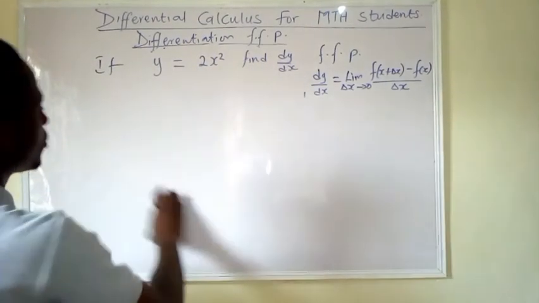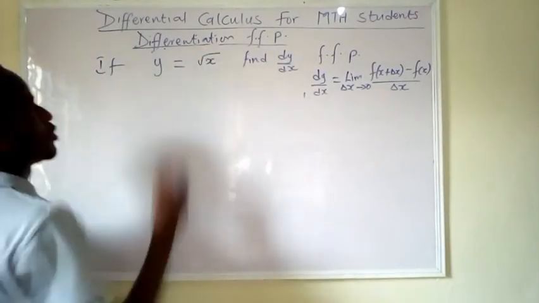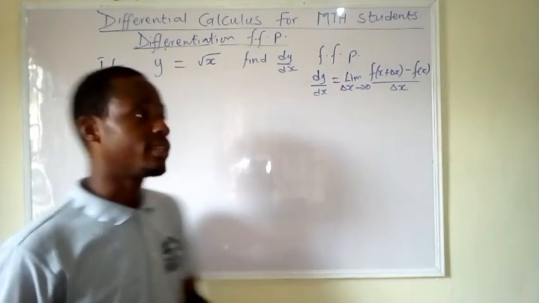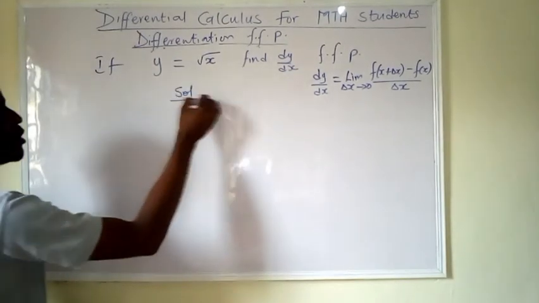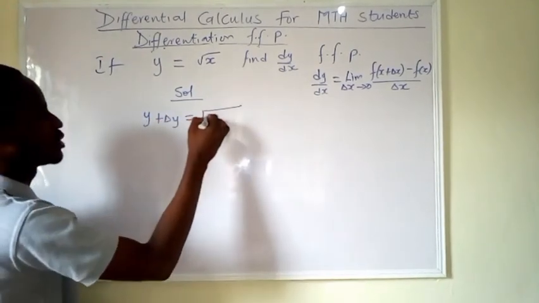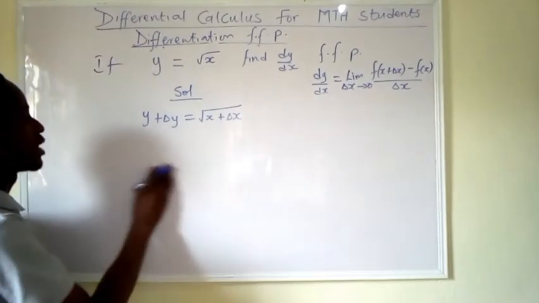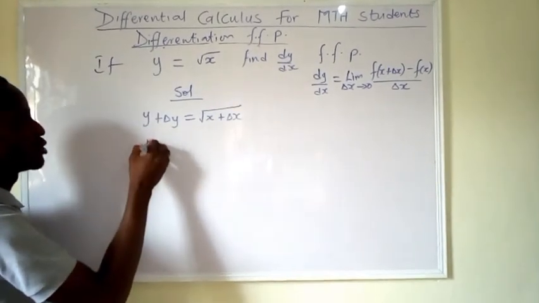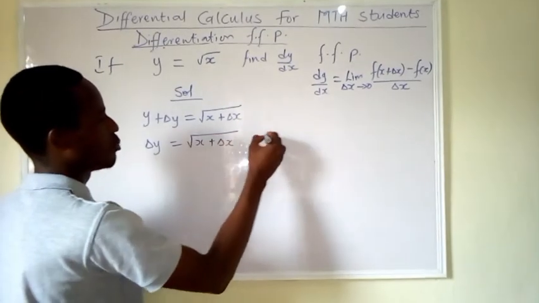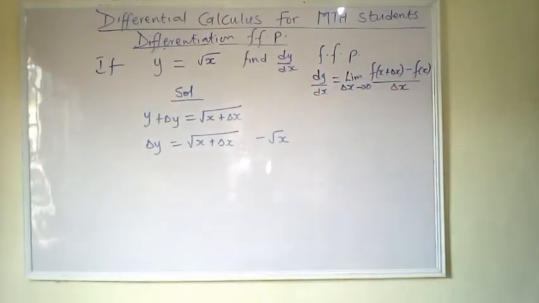So just reframing what I have here, I can just say if y equals root x. So let us use root x. From there, we apply this solution, which implies that y plus change in y is going to be what? Root of x plus change in x. And at the same time, I would have change in y equals root of x plus change in x minus root x. At this point, we have to simplify before we go further.